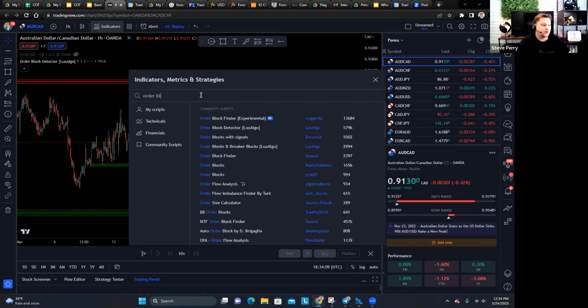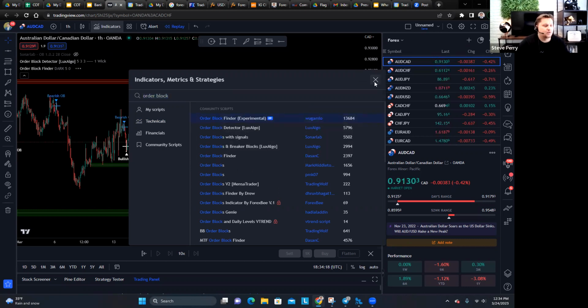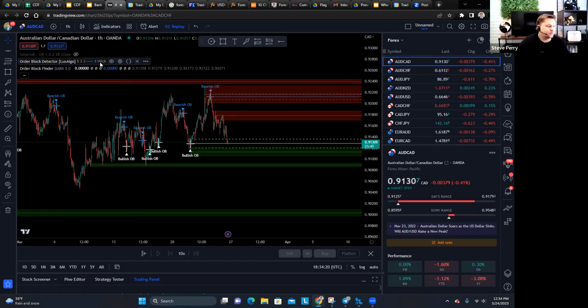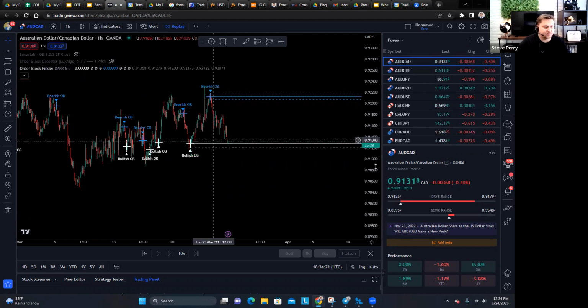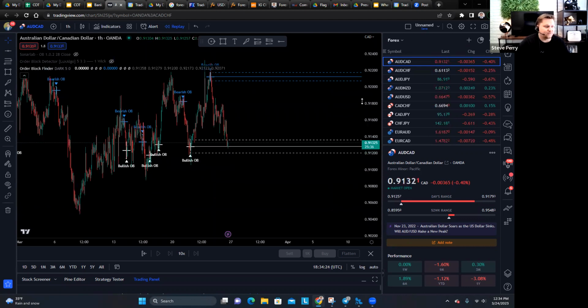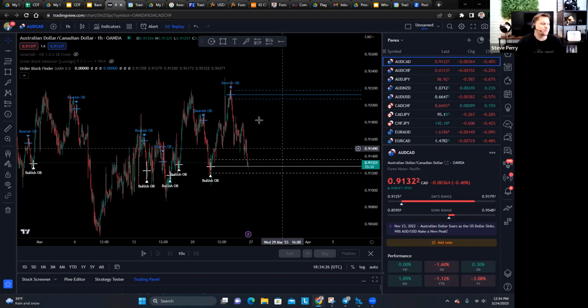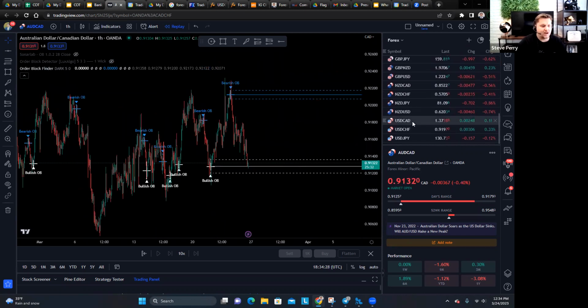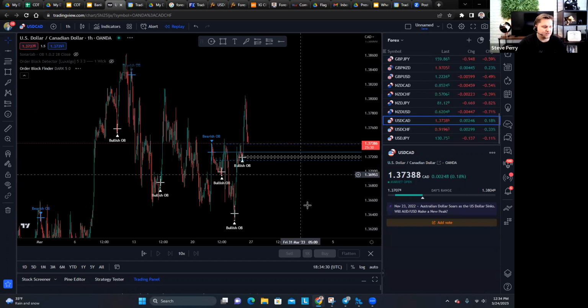Order block, right? Tons of people have their own. There's this one that a lot of people are using. Let me pull this one up just for fun. A lot of people are using this one. I don't really know how to use this one though, which is fine. I've never used it before. How does this one compare to the USD CAD? Just out of curiosity.